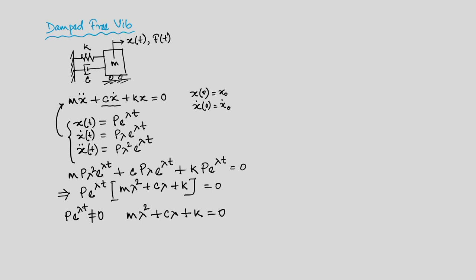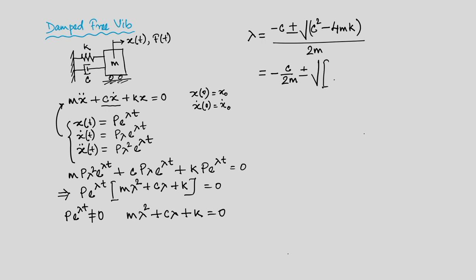Now this is a quadratic equation. Obviously we can find out the roots of lambda. So lambda in this case will be equal to minus c plus minus square root of c square minus 4mk, divided by twice m. So we can simplify this expression. We have minus c by twice m, plus minus square root of c by twice m whole square minus, inside the square root, it will be 4 m square, so 4 m will get cancelled, we will have k by m.